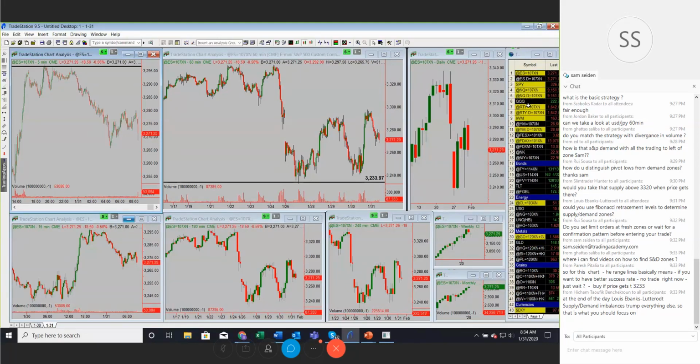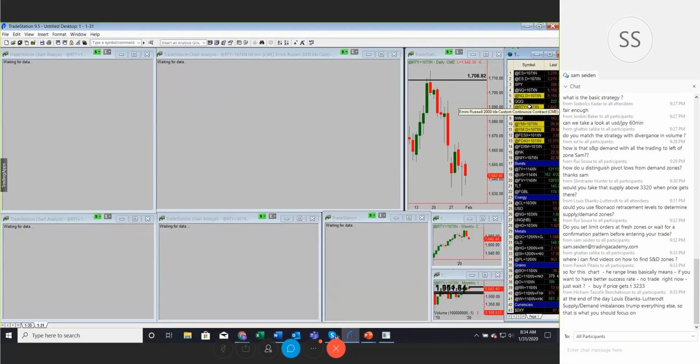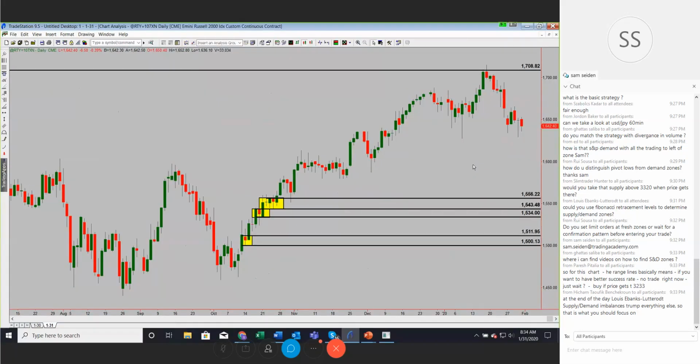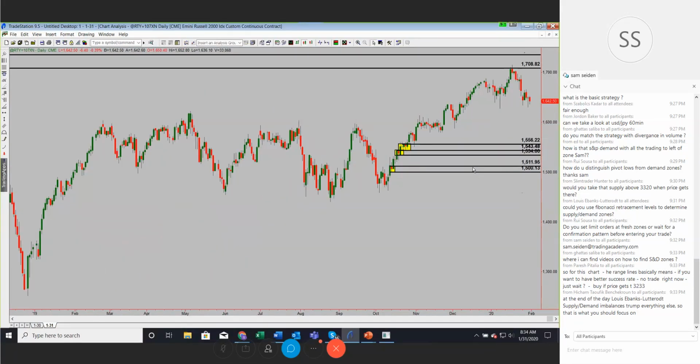So the other market, the market that we've been focused on, even in these sessions, quite a bit, is the Russell. As far as the equity index markets go, we focused on the Russell a lot. Why? Because it's been the weakest of the equity index bunch, and it's the one that's had the supply zone above.